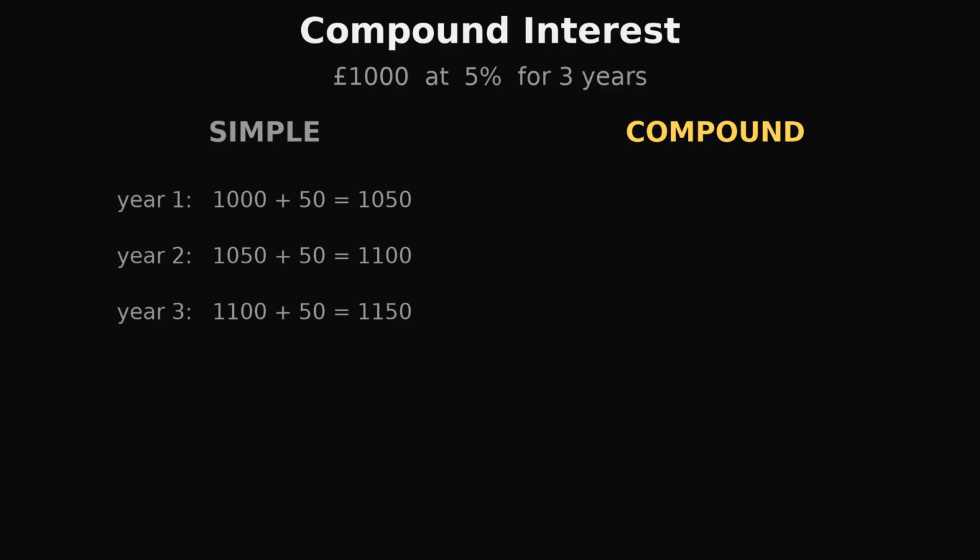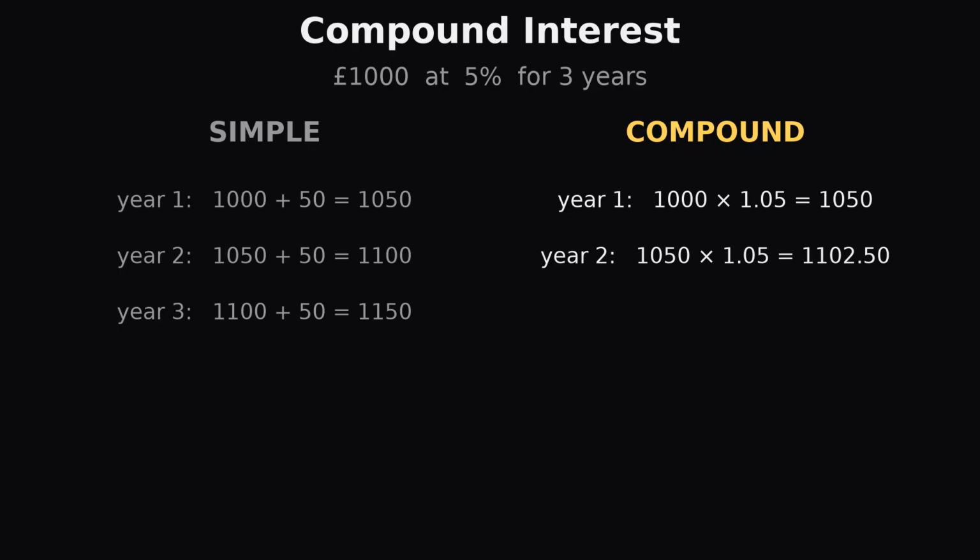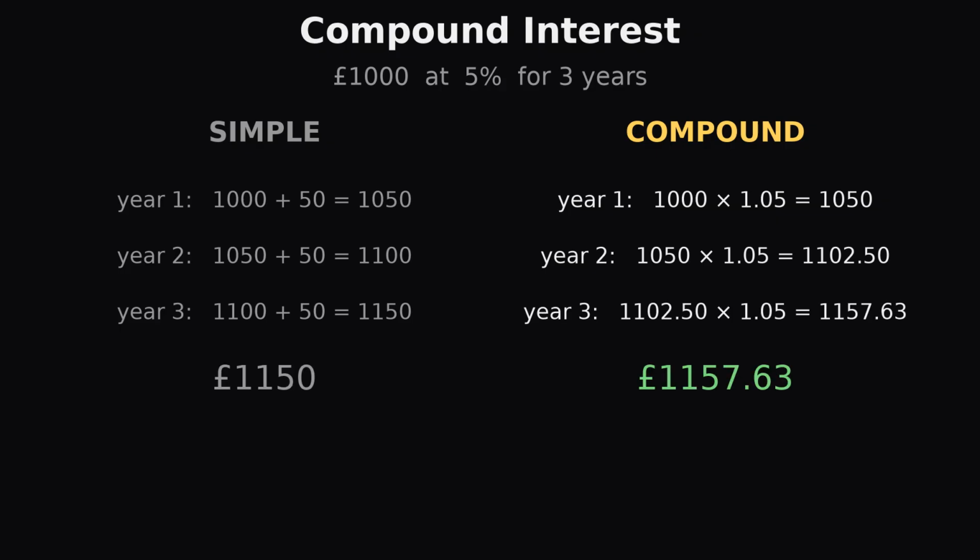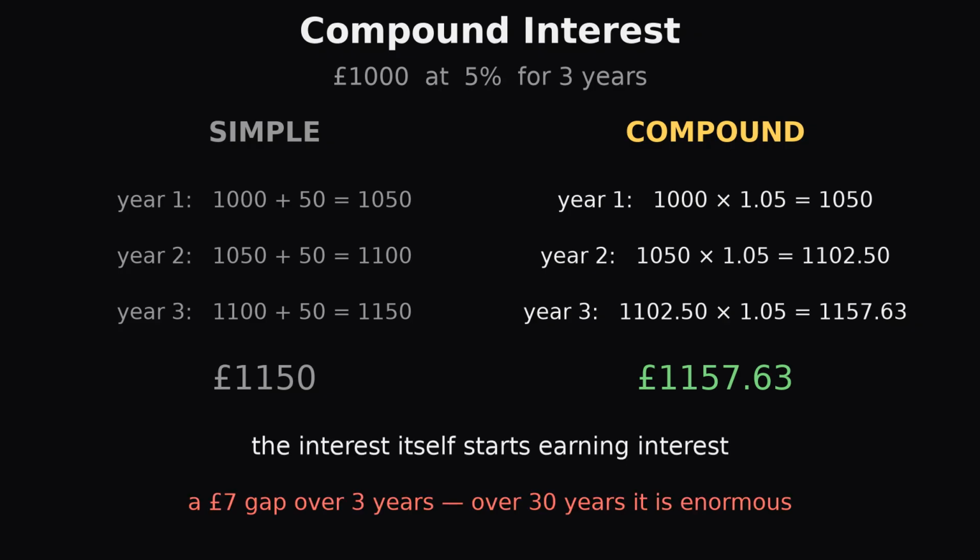So after 3 years, you have 1,150. Compound interest earns 5% of whatever is in there now. Year 1, 1,000 times 1.05 is 1,050. Year 2, 1,050 times 1.05 is 1,150. Year 3 gives 1,157.63. So the interest itself starts earning interest. After 3 years, that's a £7 gap, which doesn't sound like much, but run it for 30 years instead of 3, and the gap is enormous.